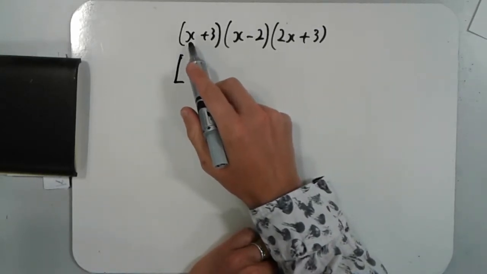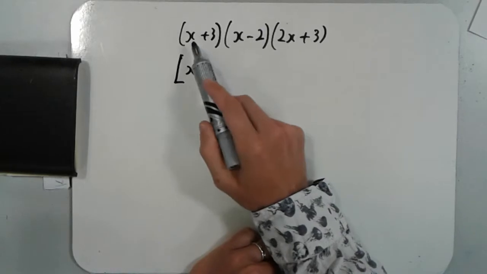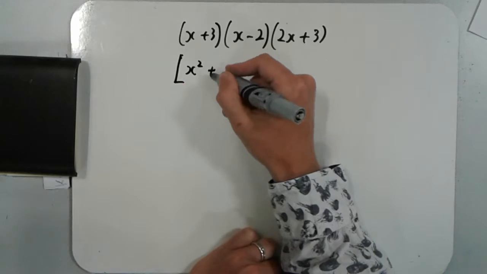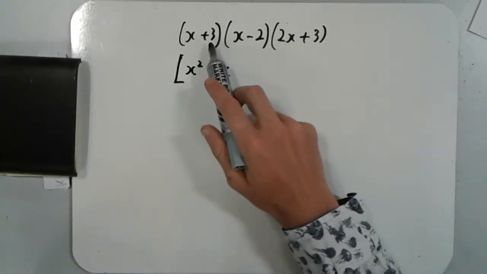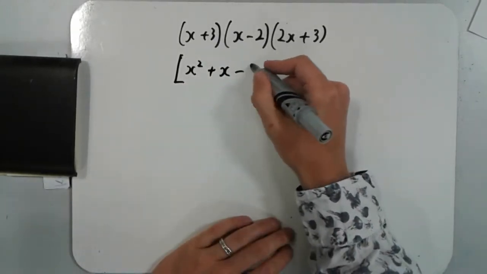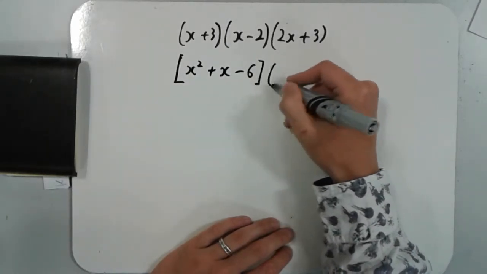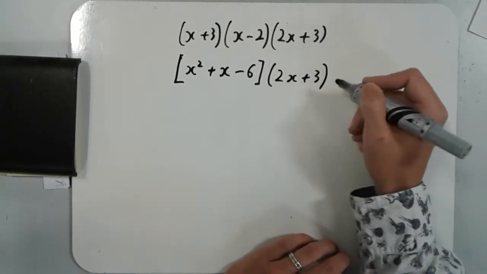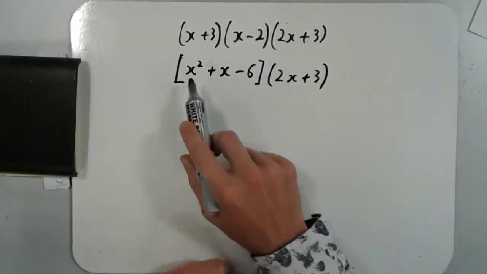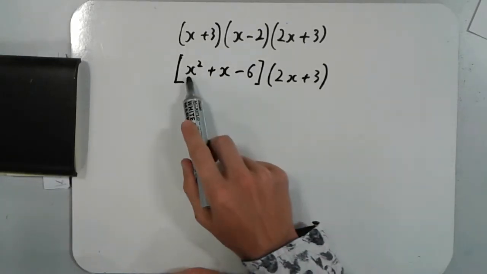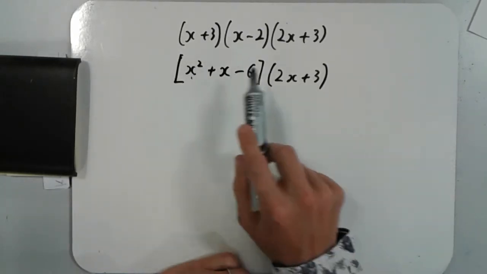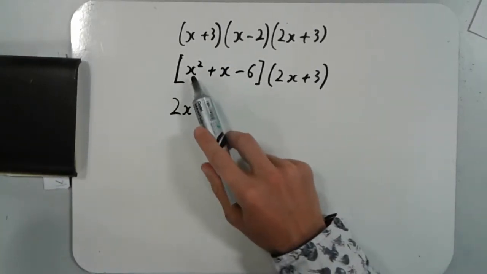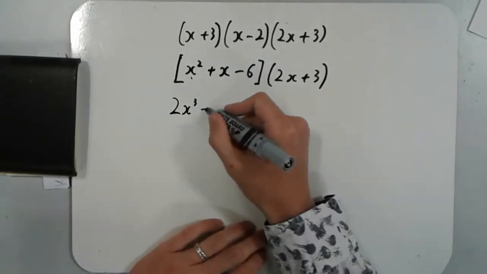So if we expand this, we're going to get x squared, x times minus 2 plus 3 times x, so that gives us a plus 1 single x, and then 3 times minus 2 is minus 6. We still have this factor at the end here, 2x plus 3, so now we just expand that, and we're going to basically look for our cubic term. x squared times 2x will give us 2x cubed, and then we're going to have x squared times 3.